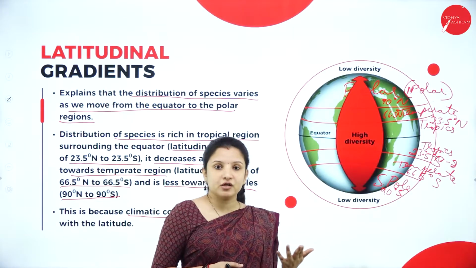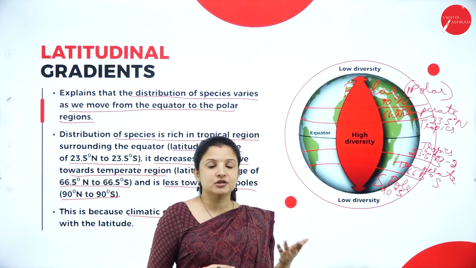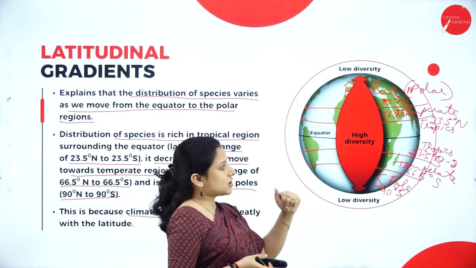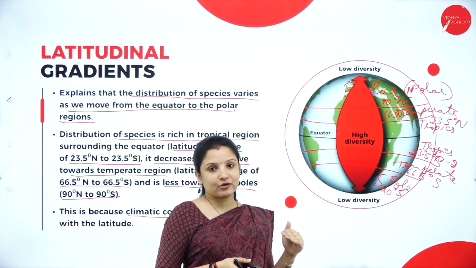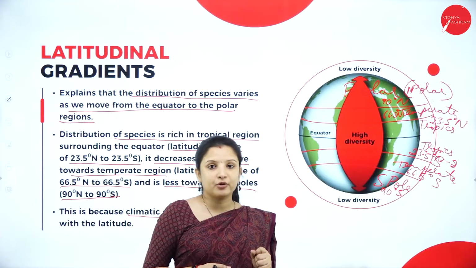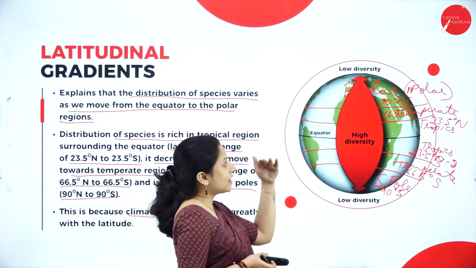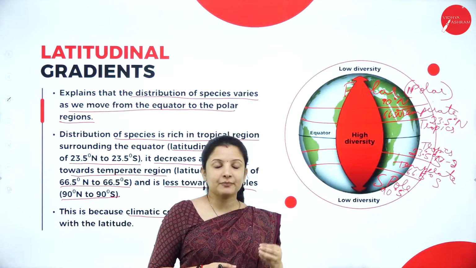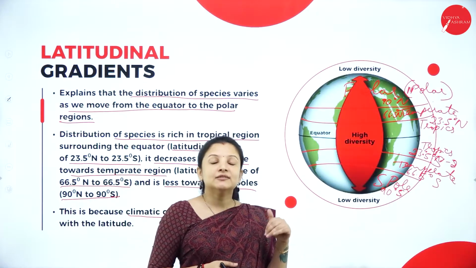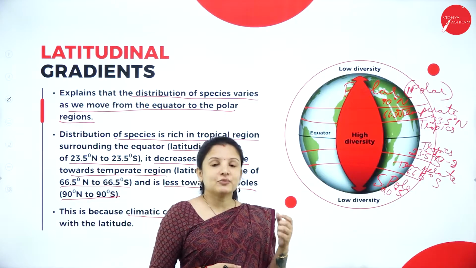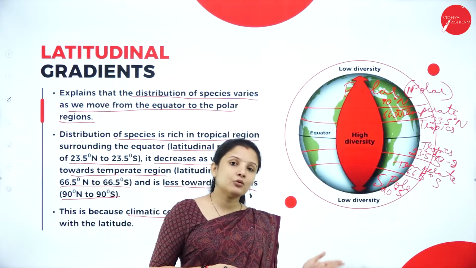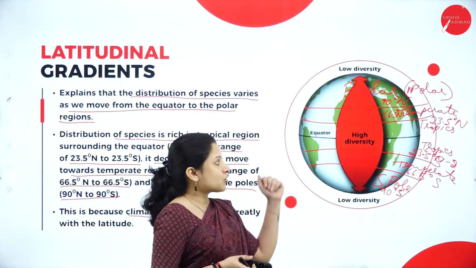Therefore, more herbivores means more carnivores. That is why tropical regions, which lie on either side of the equator, have more animal species, whereas in temperate regions, sometimes rainy seasons are extreme and summers are extreme. So that is why the species diversity is lesser compared to the tropical region.